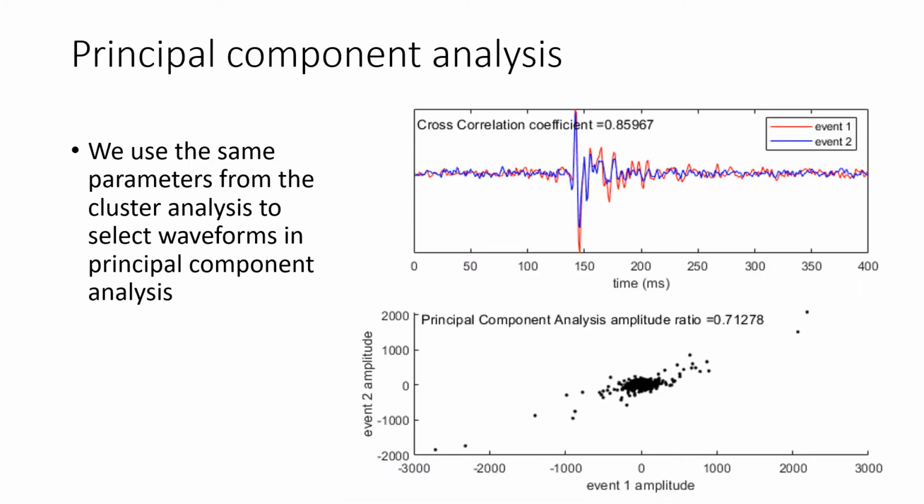In magnitude calibration, we use principal components analysis, which is performed using highly similar waveforms and calculated by taking the ratio of the largest eigenvalues of the covariance matrix between the 2 waveforms, as shown with events 1 and 2. We set a minimum recorded station threshold for each cluster event to 5 receivers. Only cluster events with a cross-correlation coefficient greater than 0.7 are used in the amplitude ratio.